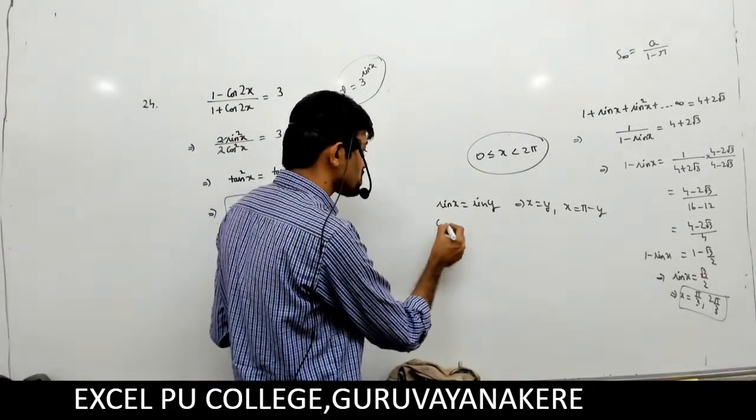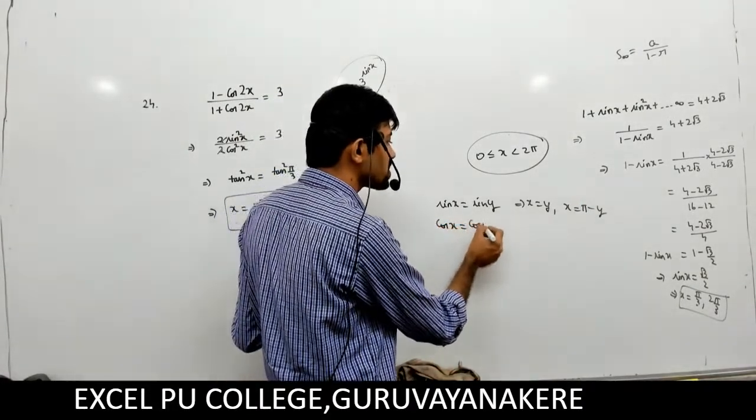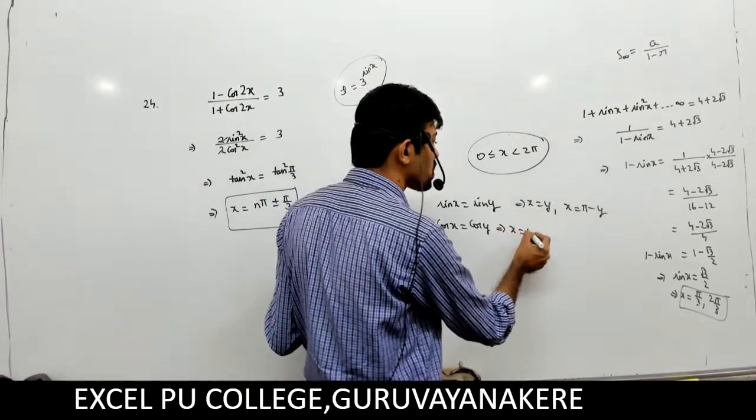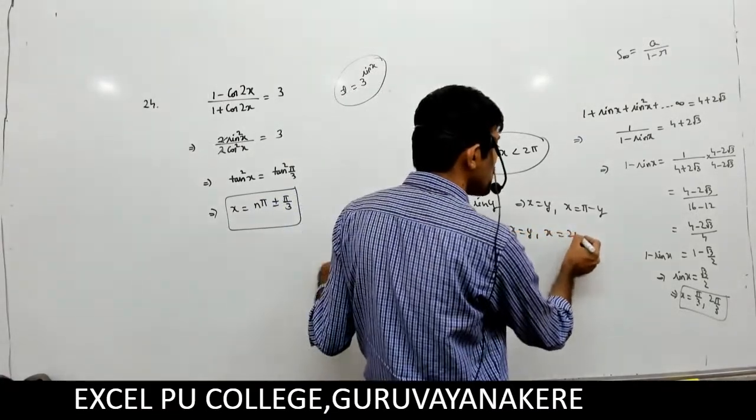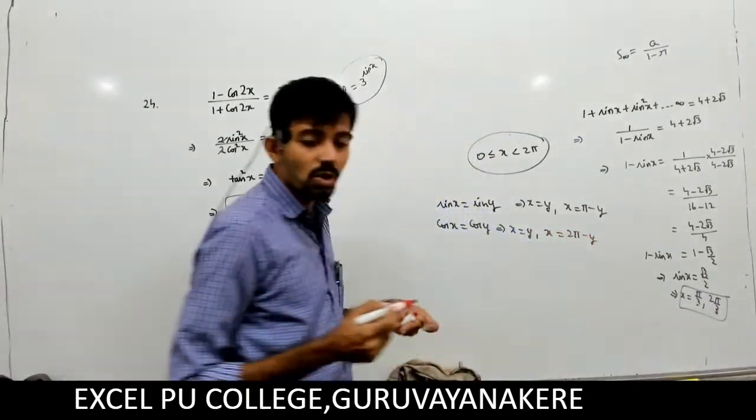Cos x equal to cos y. Where is the cos function positive? The cos function is positive in the first quadrant and fourth quadrant. So x equal to y or x equal to 2 pi minus y. Correct? First quadrant and fourth quadrant.